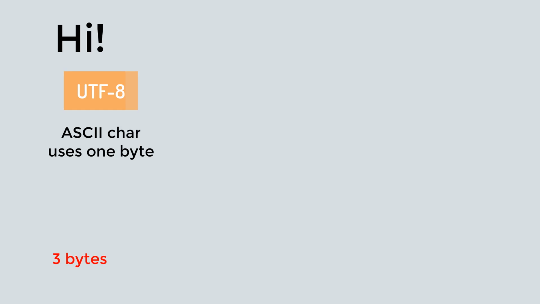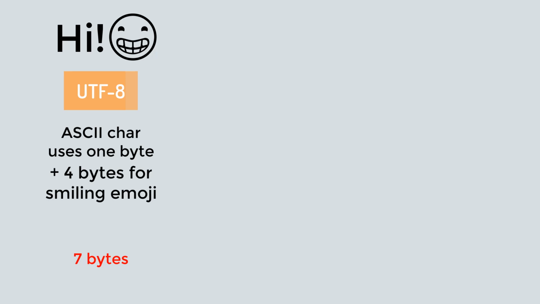Now consider a short message containing an emoji. Suppose we store "hi!" The H, I, and exclamation mark are all ASCII characters. In UTF-8, each one uses 1 byte. Now suppose we add a smiling emoji. The emoji may use 4 bytes in UTF-8. The displayed text contains 4 visible characters, but it uses 7 bytes. This again shows why characters and bytes should not be treated as the same thing.